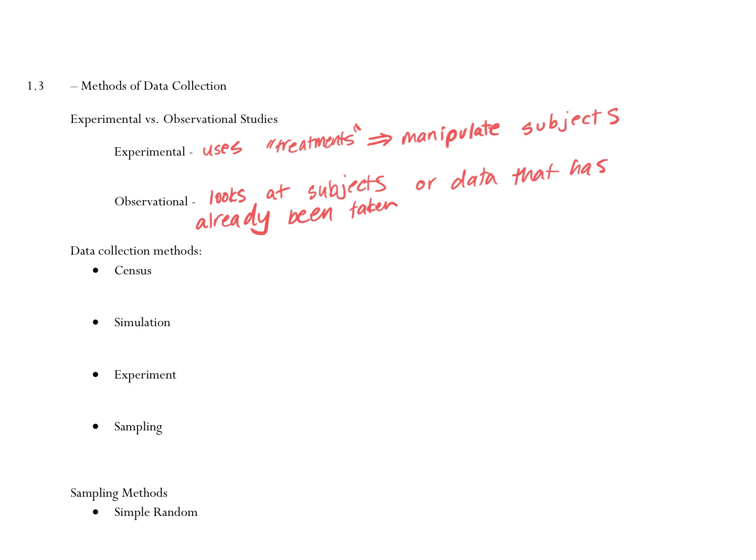All right. Now, there's lots of different ways we could then, within these types of studies, collect the data. Okay? The first collection method is called a census, and that means data is gathered from an entire population.